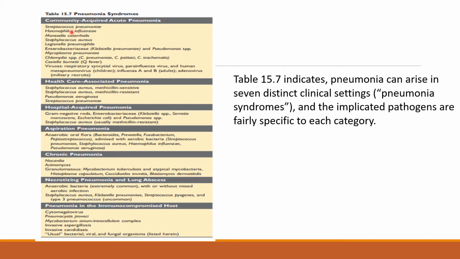These categories are community acquired acute pneumonia, healthcare associated pneumonia, hospital acquired pneumonia, aspiration pneumonia, chronic pneumonia, necrotizing pneumonia and lung abscess, and pneumonia in the immunocompromised host. The organisms specific to each category are given in this table. Today we will discuss community acquired pneumonia, and that includes community acquired bacterial pneumonia and community acquired viral pneumonia. The remaining categories we will discuss in the next lecture.